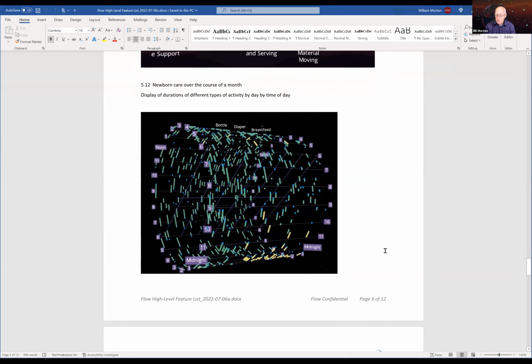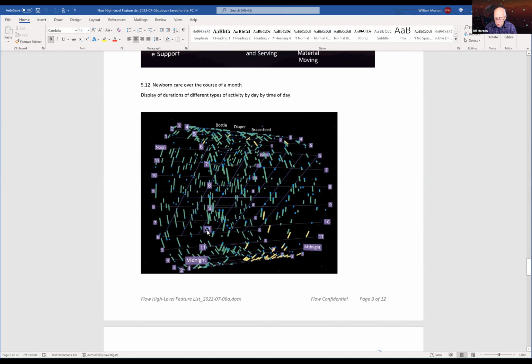This next chart, newborn care over the course of a month. This chart also uses 2 of the 3 dimensions to express elements of time. In this case, this is kind of reminiscent of that tornado chart I showed before. We've got time going this way in terms of days. Each of these rings in this cylindrical display represents a different day of the month. And then we have time going around here. So we start at midnight and traverse the 24 hours of the day and then come back to midnight. Then we get on to the next day.